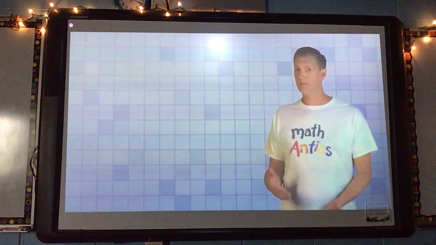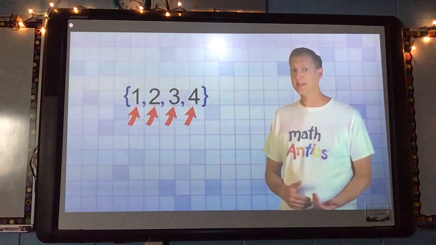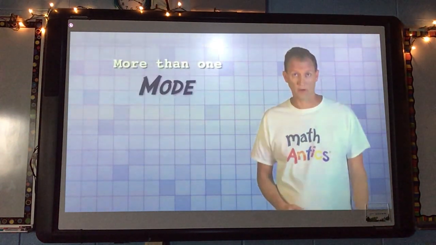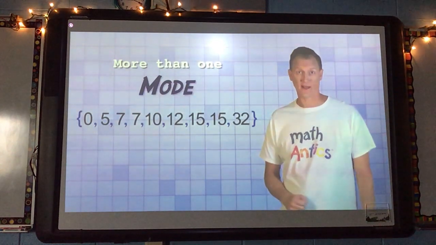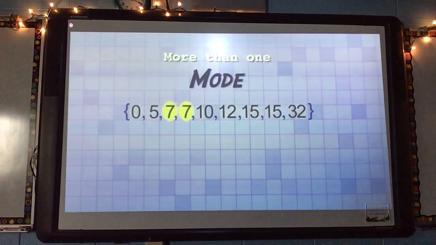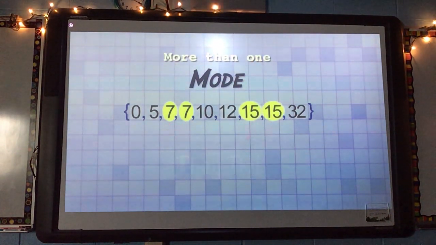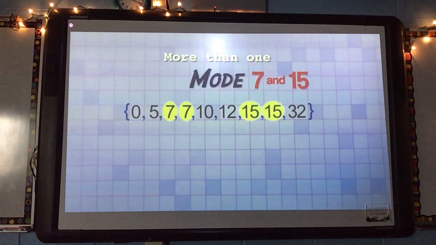As I mentioned, if each member in a data set occurs only once, it has no mode. But it's also possible for a data set to have more than one mode. Here's an example of a data set like that. In this set, the number 7 is repeated twice, but so is the number 15. That means they tie for the title of mode. This set has 2 modes, 7 and 15.